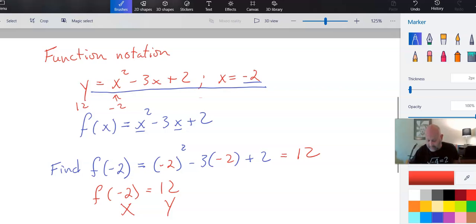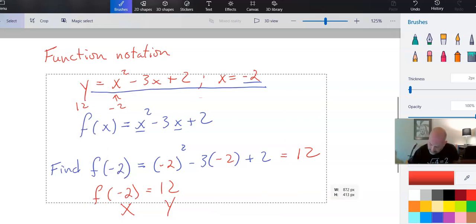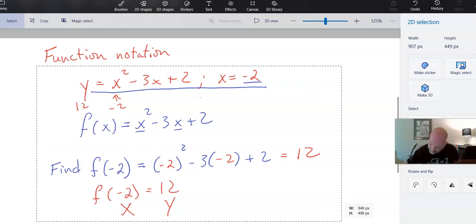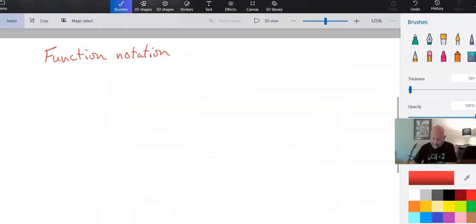Okay, so let's go ahead and take a look at another one here. Let's say we're given, and the name doesn't have to be f. It could actually be g of x, or heck, it could be Bob of x, or Susan of x. I mean, it's just a name to make up. F is the most common thing because function starts with f.